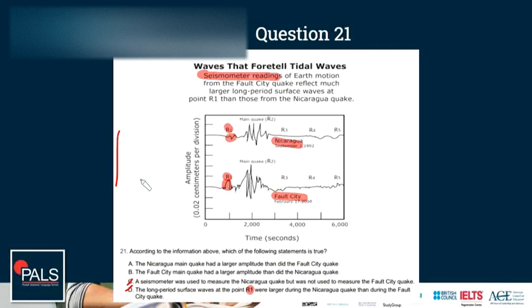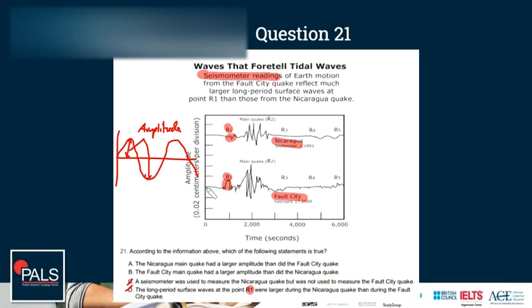If we draw a wave, the middle line is the resting position of the wave, then the amplitude is the height of the wave from the resting position to the highest point, or from the resting position to the lowest point. That is the amplitude. So we're basically asking ourselves which wave is higher.